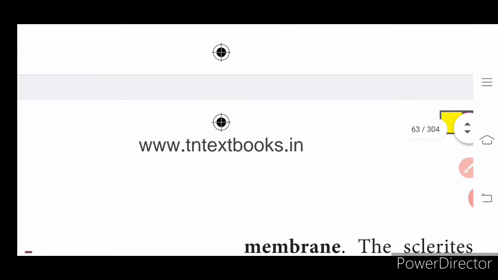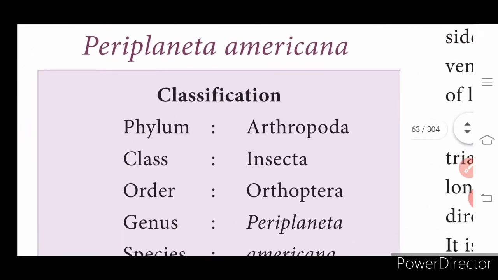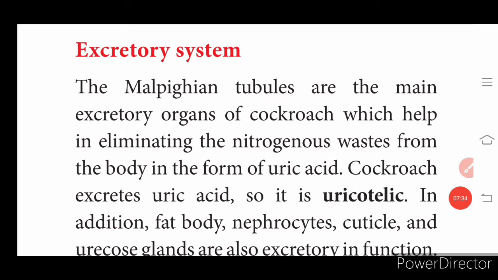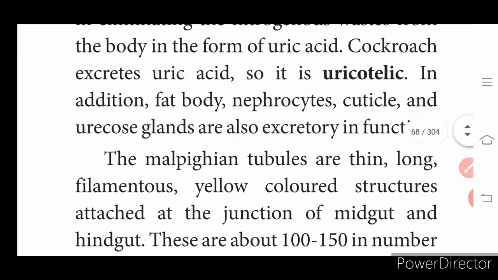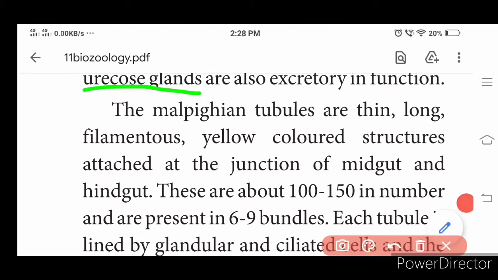Okay, so that is about the reproductive system and the excretory system of the earthworm. Now coming to the cockroach excretory system, it is majorly controlled by Malpighian tubules. They are the main excretory organ of the cockroach. It helps in eliminating nitrogenous waste from the body in the form of uric acid, so they are called uricotelic. In addition, fat body, nephrocytes, cuticles and uricose glands also are excretory in function. So this uricose gland is a one mark question.